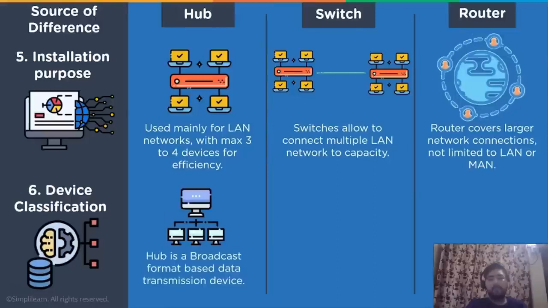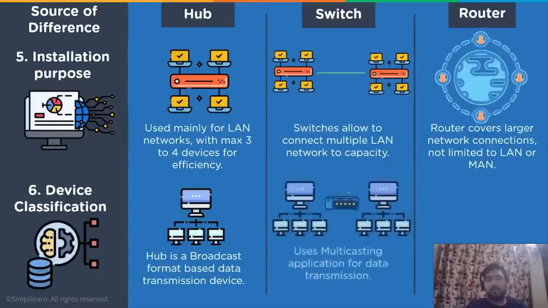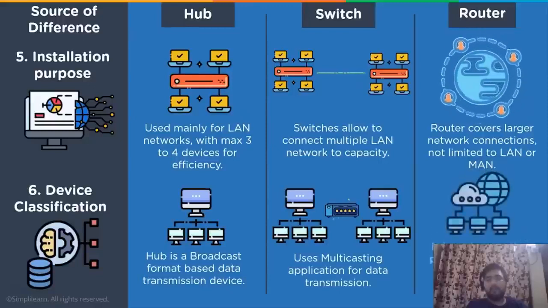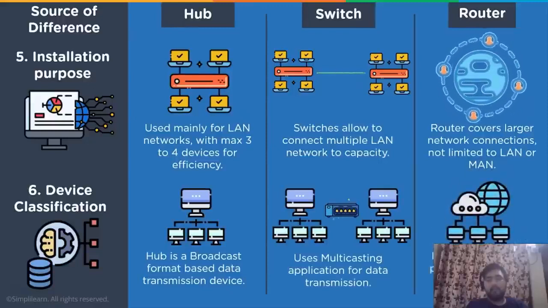In case of a hub, it uses broadcast format or a broadcasting device to transmit data over the communication channel due to the absence of any processing unit in the system. And in case of a switch, it uses multicasting application for the transmission of data. And in case of a router, it uses a routing path from a routing table to transmit the data in the communication channel.